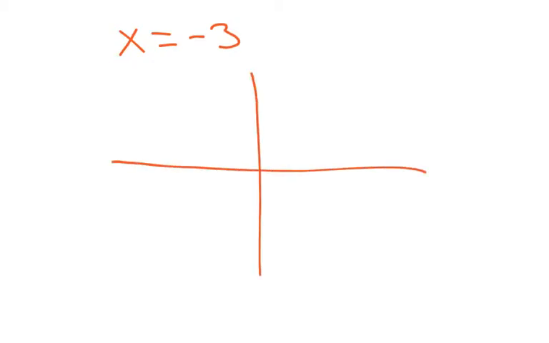Okay, let's run through 27 through 30. So 27 is asking us to find the slope of x equals -3. From previous videos or from the lessons in class, we've learned that x is up and down. So x equals -3 is up and down.